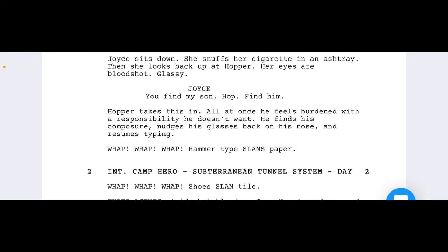Anyway, Joyce sits down. She snuffs her cigarette in an ashtray. Then she looks back up at Hopper. Her eyes are bloodshot, glassy. Once again, don't get caught up in trying to get tears in your eyes in that moment. Because if you come into the scene, you can work it. With me, I'm going away from script analysis now, but with a scene like this, if I'm playing Joyce, I'll maybe do something where I'm breathing or listen to some music that may get me in an agitated state. I wouldn't always suggest doing this, but maybe you could have 1 too many coffees before you shoot this scene. That'll put you on edge.